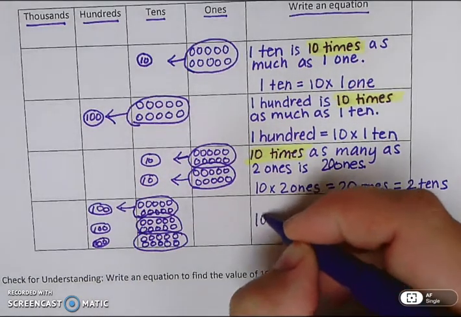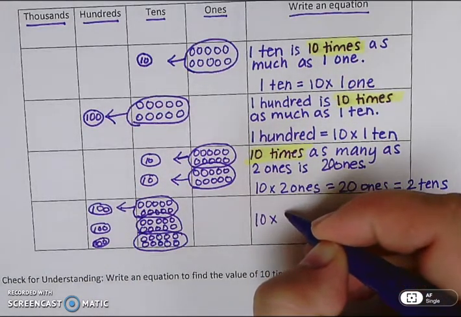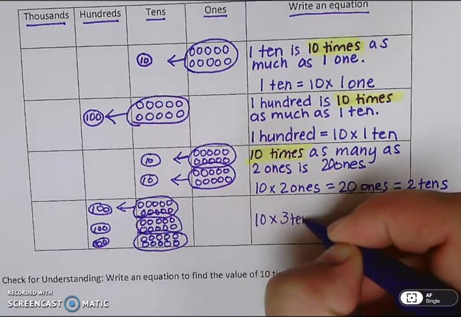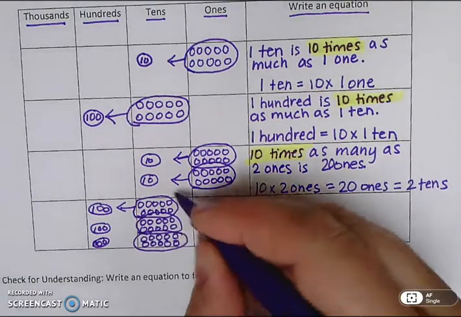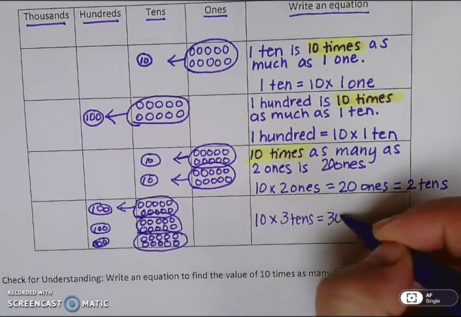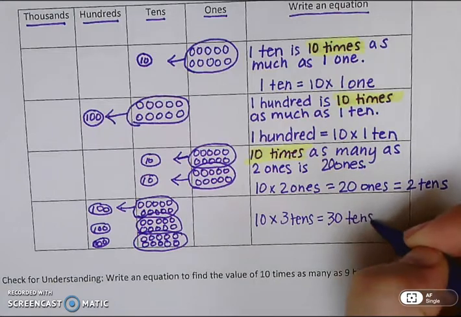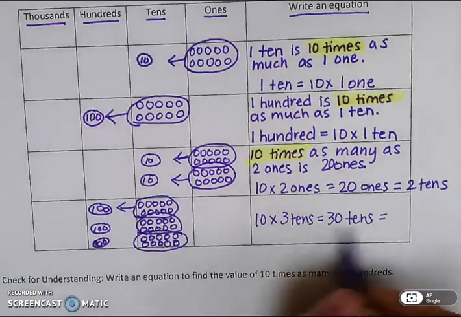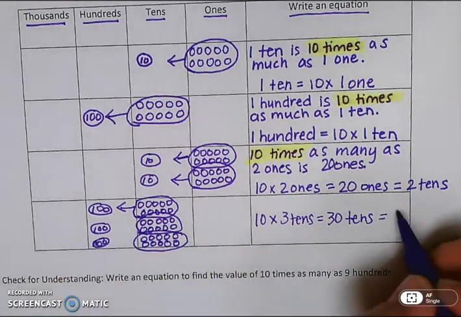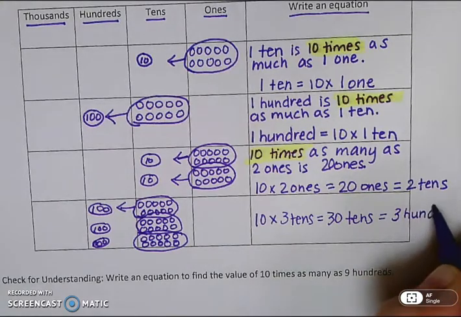So if I take 10 times my 3 tens, that would give me my 30 tens. 10 times 3 is 30, so 30 tens. And 30 tens is equal to 3 hundreds.